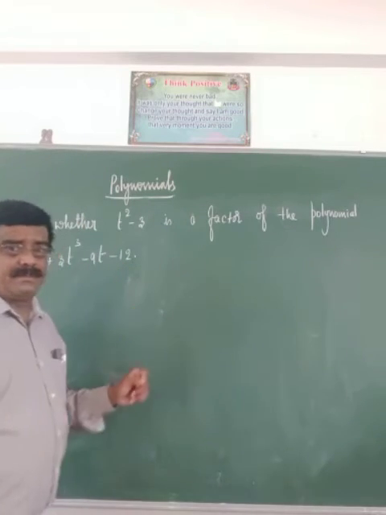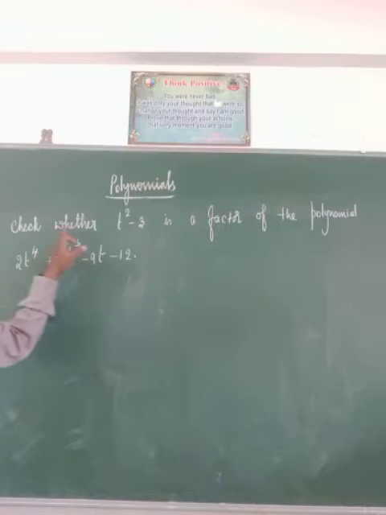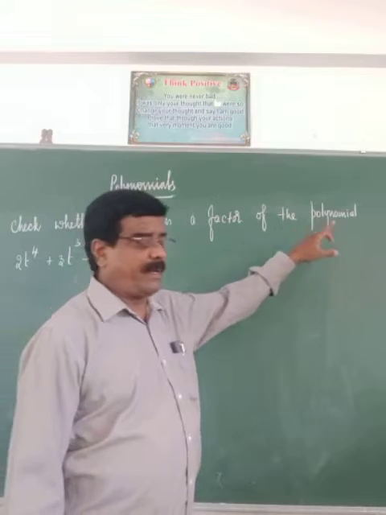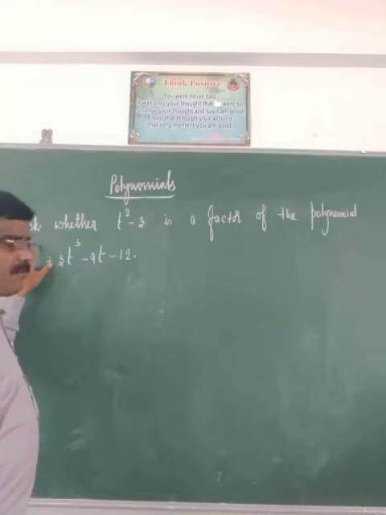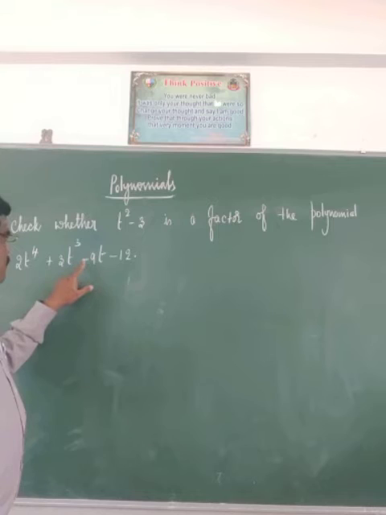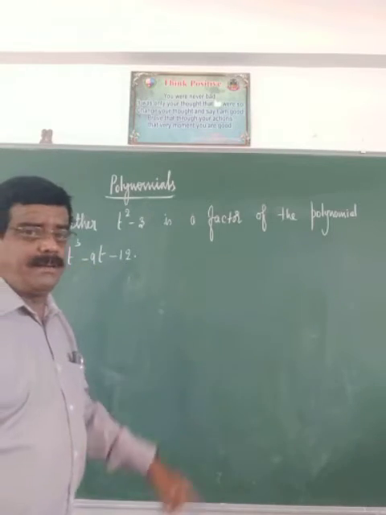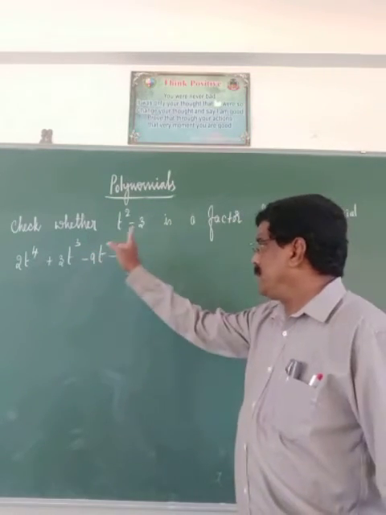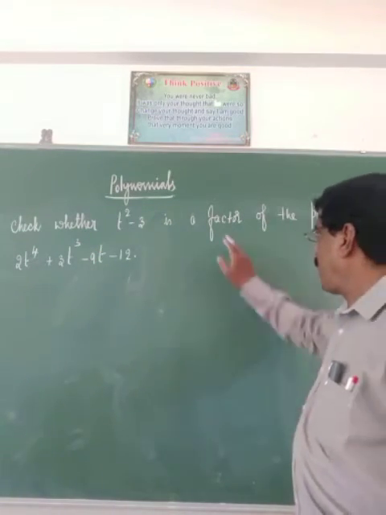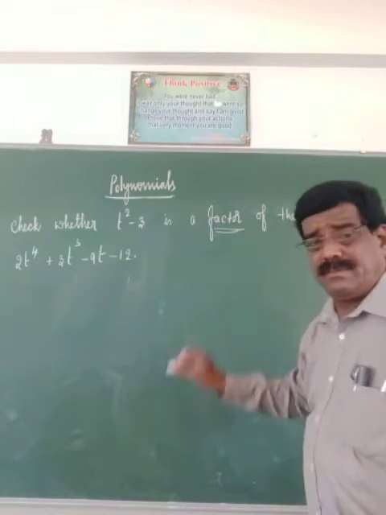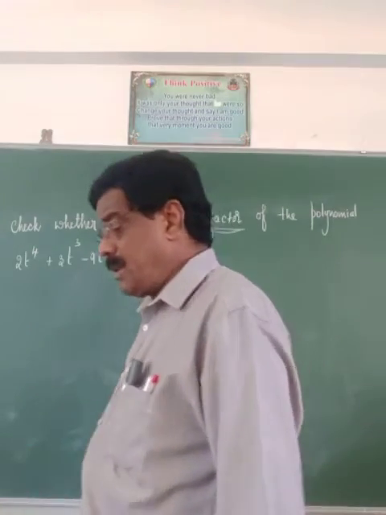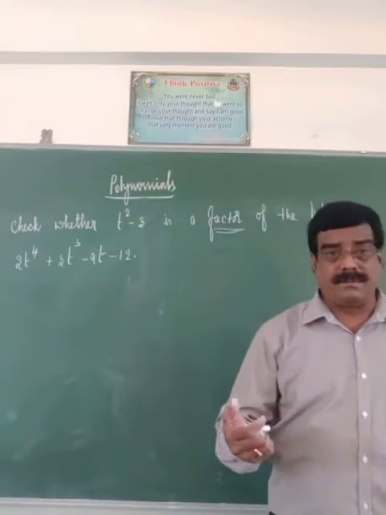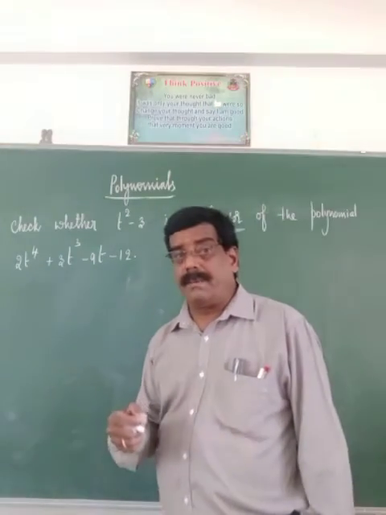For example, here again it is given, check whether t square minus 3 is a factor of the polynomial 2t to the power of 4 plus 3t cube minus 9t minus 12. It is given like this. Before going to do, check whether this is a polynomial means it's a factor. The word factor is most important here. Yes, it is a factor. No, it is not a factor like that. You have to conclude. But how to conclude? It depends on the remainder.